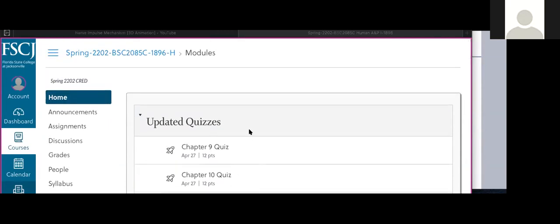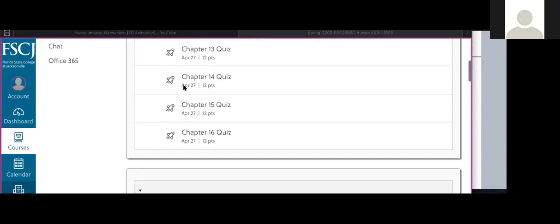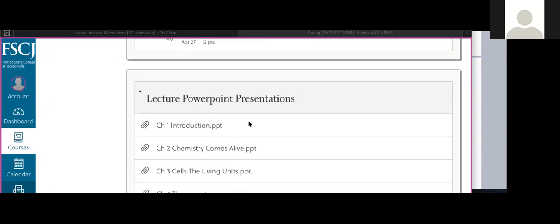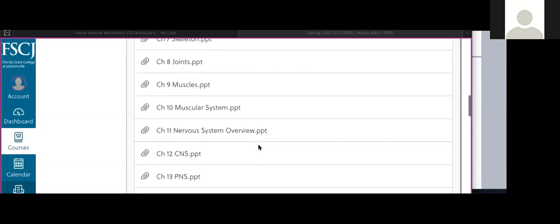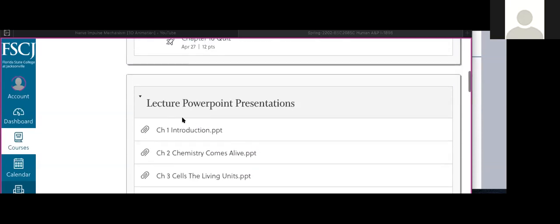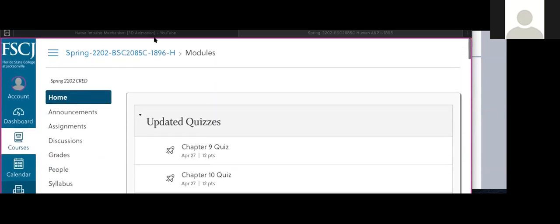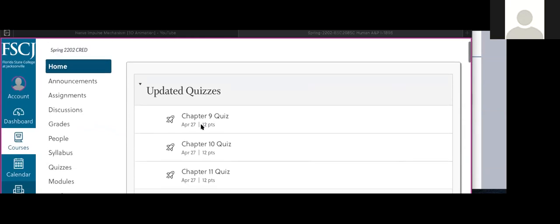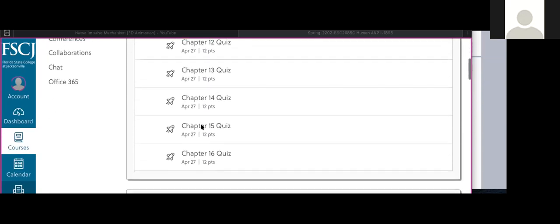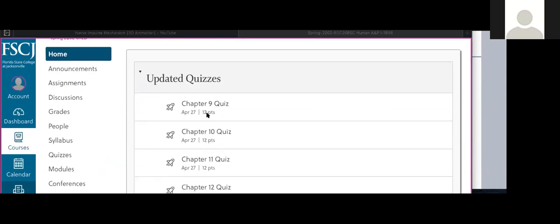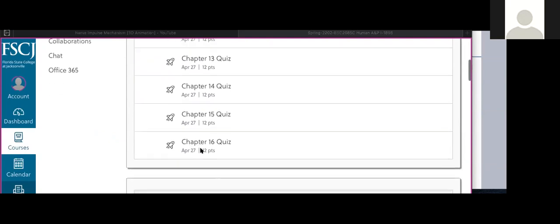So, modifications to how your course looks now on Canvas. I canceled the weekly view and I've created modules that contain all the files that you need from the files tab. When you go to Canvas, you open the home page, and you will see the quizzes. Again, all the quizzes have a due date of April 27th.